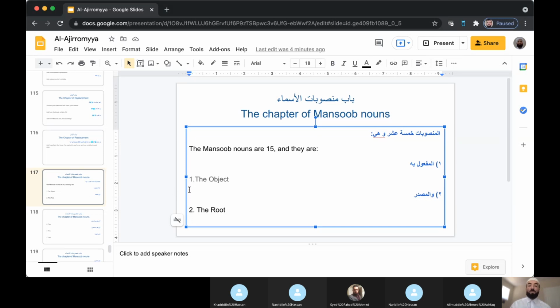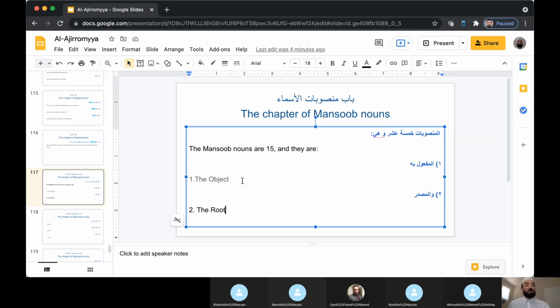So what did the author just say? If you go back to the slides, I have translated what he said. The mansub nouns are 15, and they are: the first one, al-maf'ulu bihi, the object.